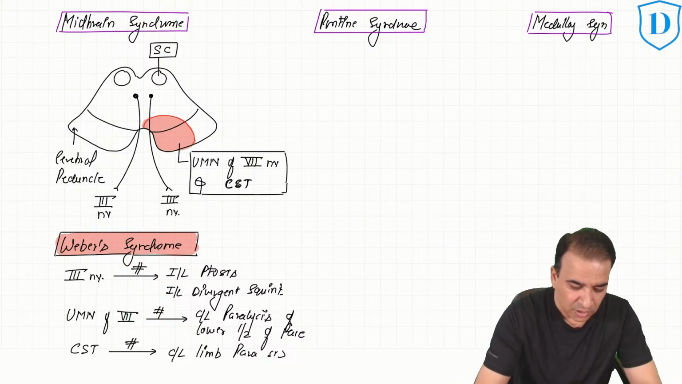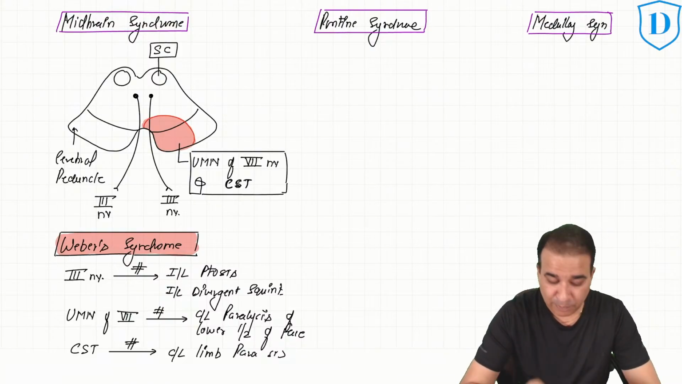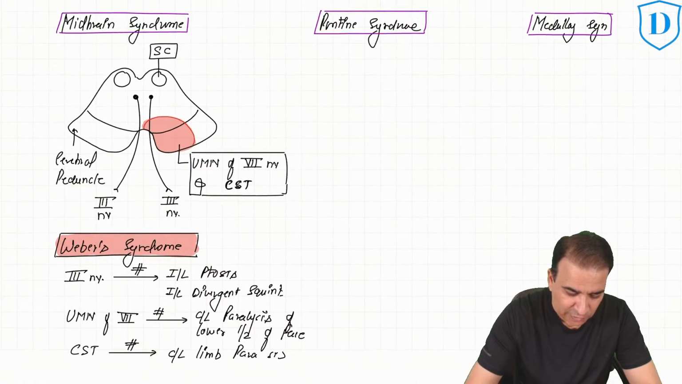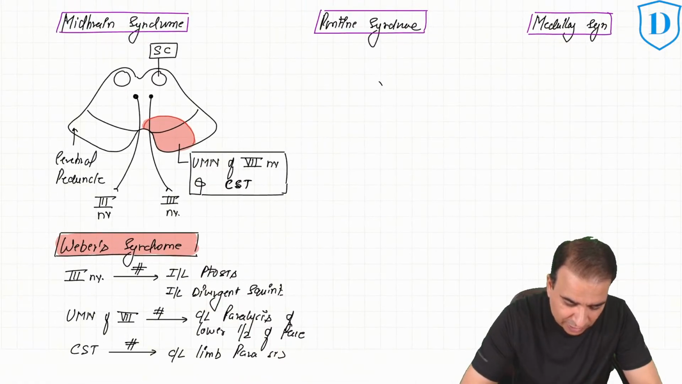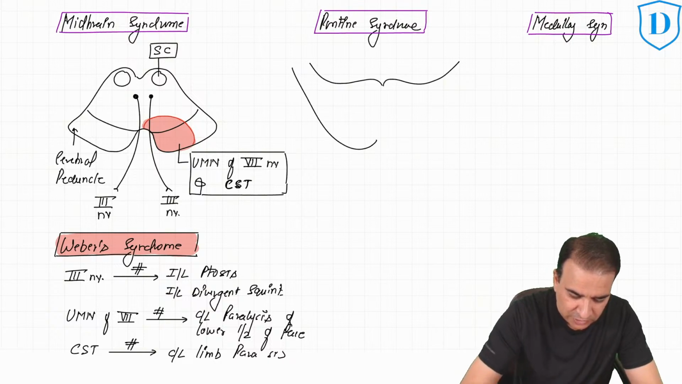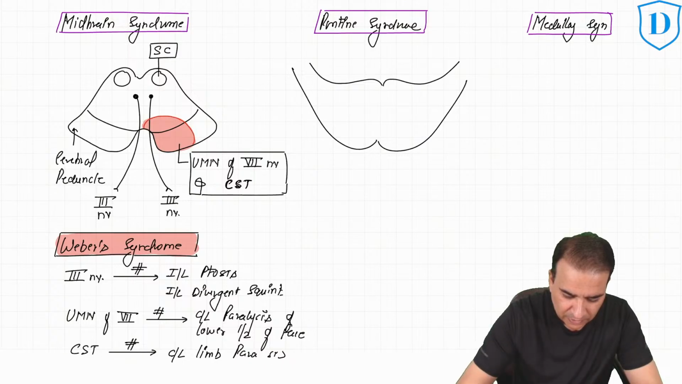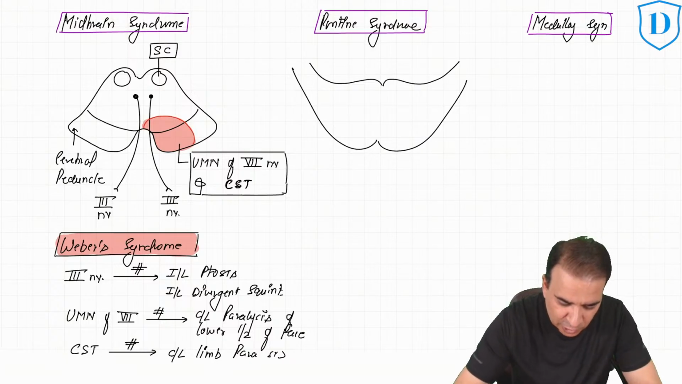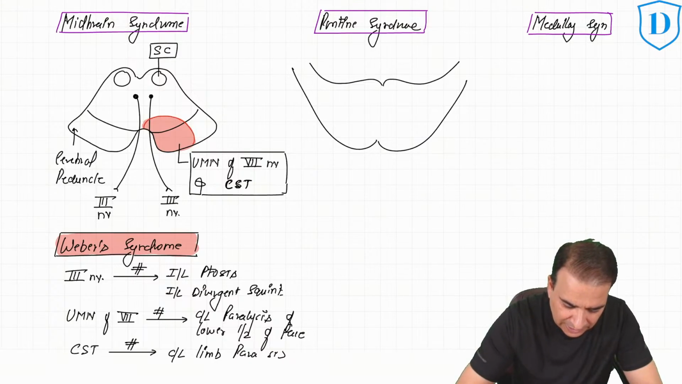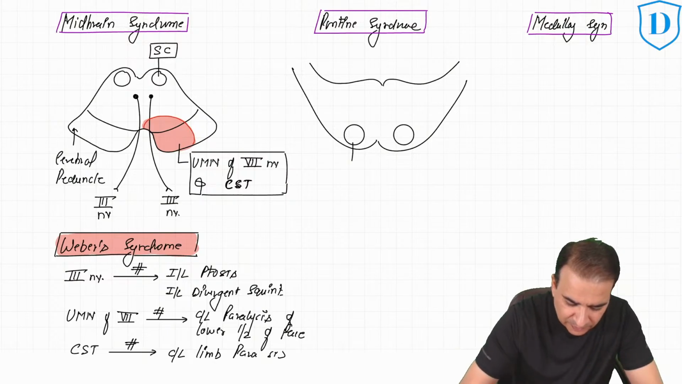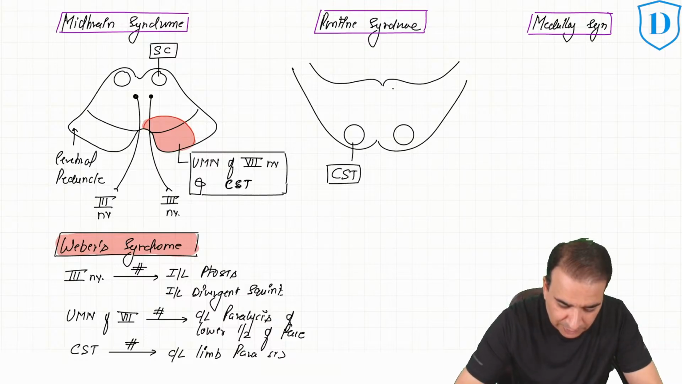Similarly, let me tell you a couple of them from the pons. When you look at a transverse section of the pons, guys, you will see two major things. Let me draw this for you first. In the anterior-most portion of the pons is the corticospinal tract, which is seen throughout the brainstem. I'm writing CST again. Let me draw it on one side only.